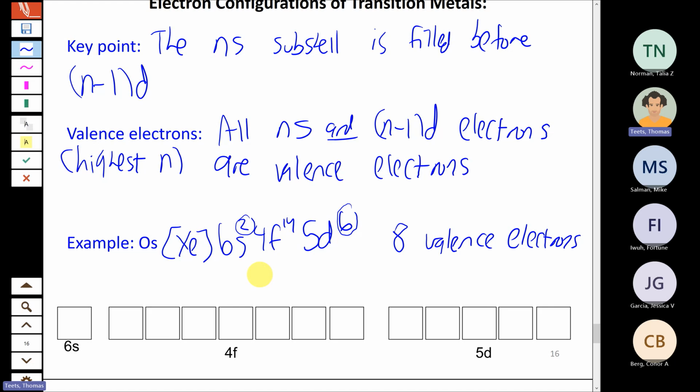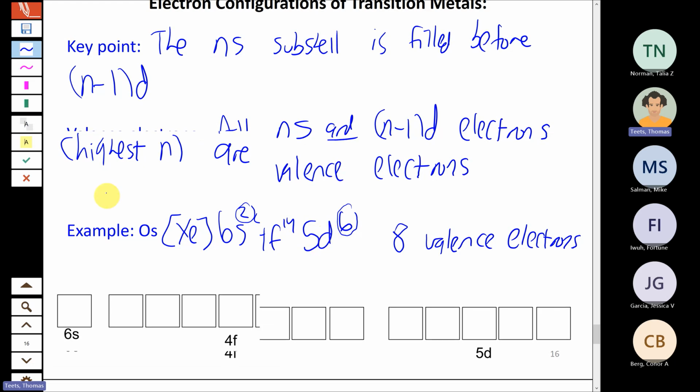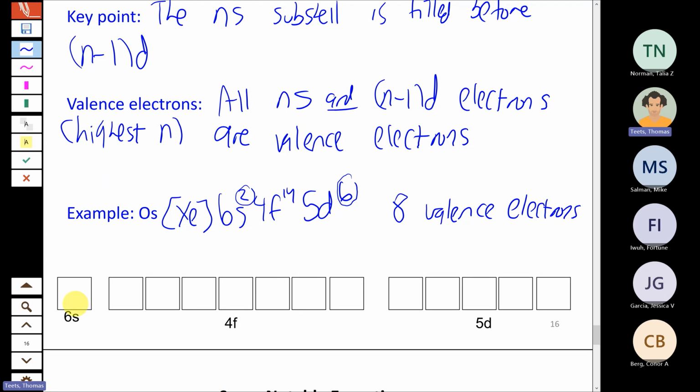So which ones get filled first and second is not as easy to predict in that part of the periodic table. So we'll leave that be. But for transition metals, this is how you would predict it. So if we're writing out the orbitals, you'd have 6s2, 4f is completely filled.